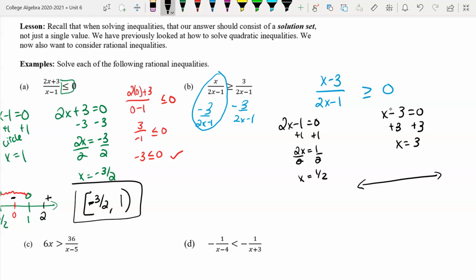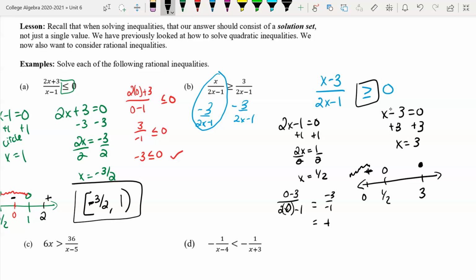So again, you make your number line. The bottom is always an open circle. The top's based off the inequality sign, which is greater than or equal to, so it's going to be a closed circle. So then I'm going to pick 0. Well, 0 is to the left of 1/2 this time. I'm going to plug it in and see if it works. So I'm going to say 0 minus 3 over 2 times 0 minus 1, which would be negative 3 over negative 1, which would be a positive number. So is a positive going to be greater than 0? Well, the answer is yes.